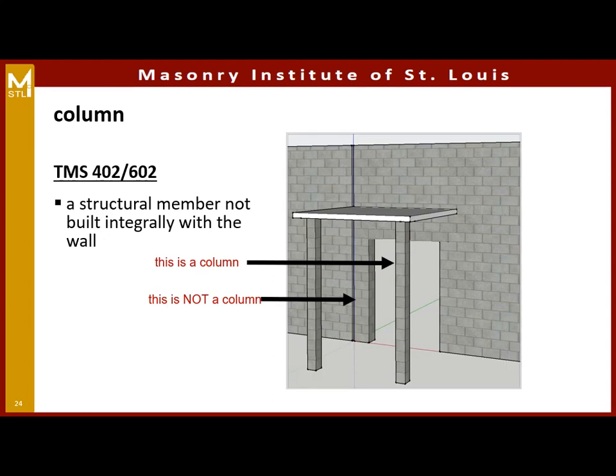A column is a structural member not built integrally with the wall. So you can see our member at the front of the little canopy there is a column. The one at the back, which would be built integrally with that wall, would not be a column. We could just design that as another piece of the wall between the opening and the control joint.